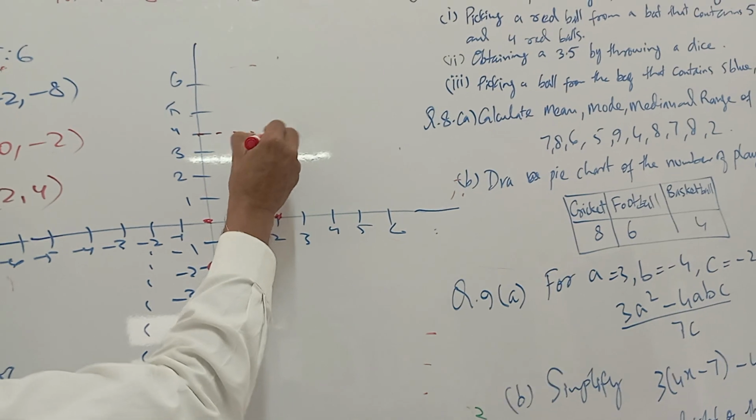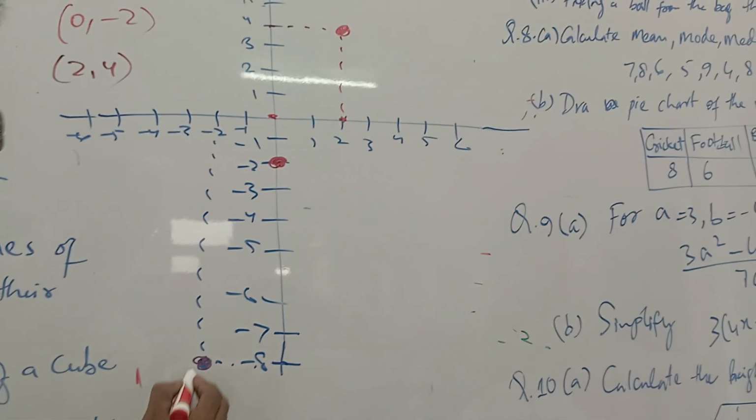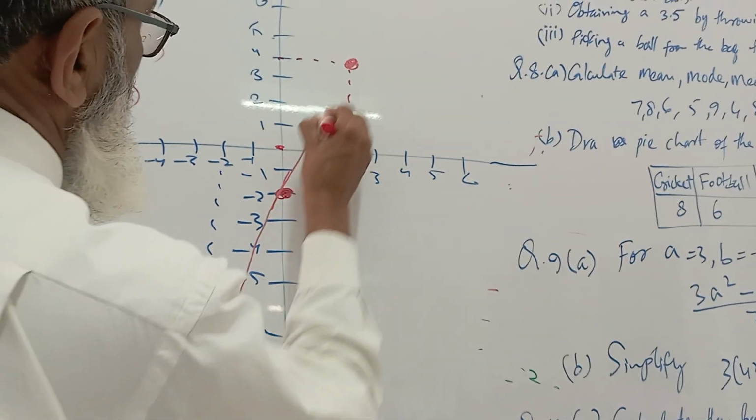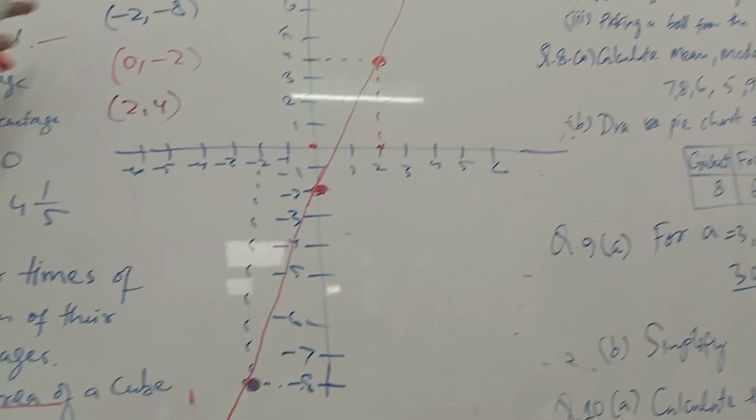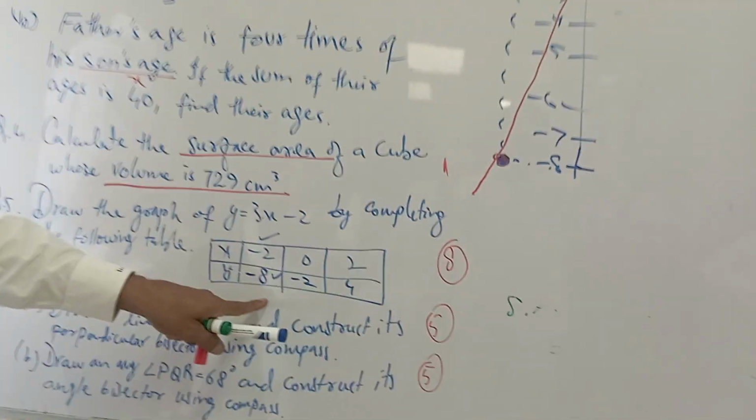So you see that this is a point. Now joining these points with a scale, we find that this is our line. This is the equation of the line we can draw with the help of these points, and we got these points from this information. Clear now?